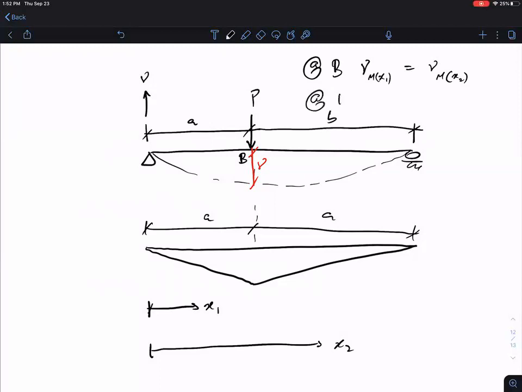Similarly, at B, the rotation that we obtain from the moment function to the left of B must be the same as the rotation we obtain from the moment function to the right of B. We refer to these again as continuity conditions, and we can use them to solve for the constants of integration. In the next video, we're going to see how this plays out in an example.